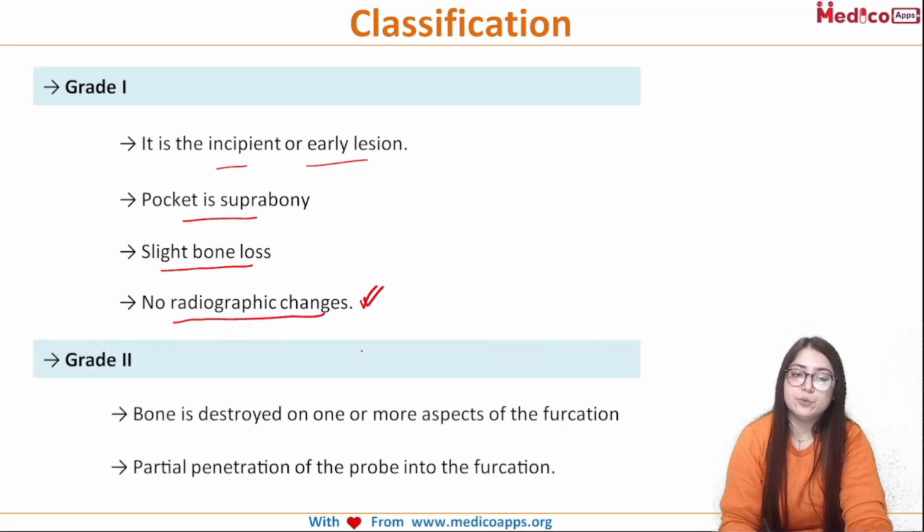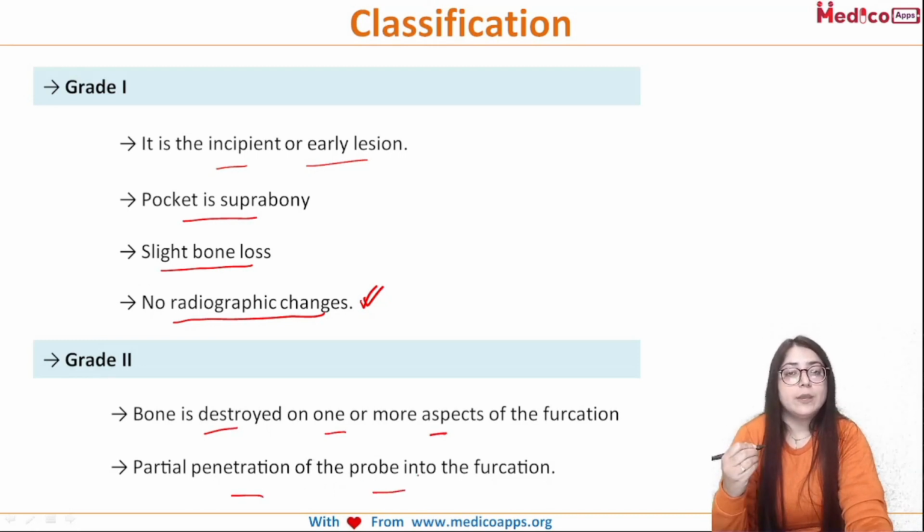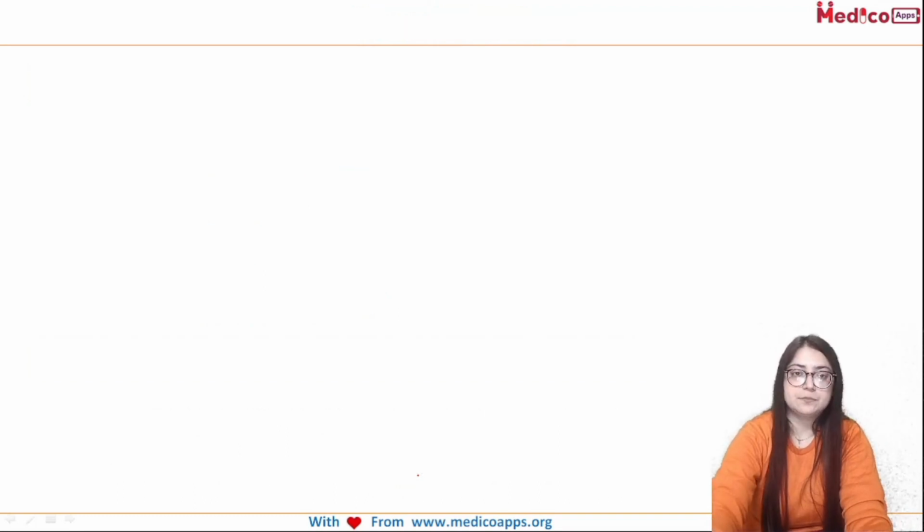Coming on to grade 2. Bone is destroyed on one or more aspects of the furcation, with partial penetration of the probe into the furcation, but it is not through and through. You can just penetrate your probe into the furcation area slightly. That is grade 2. This is radiographically evident.